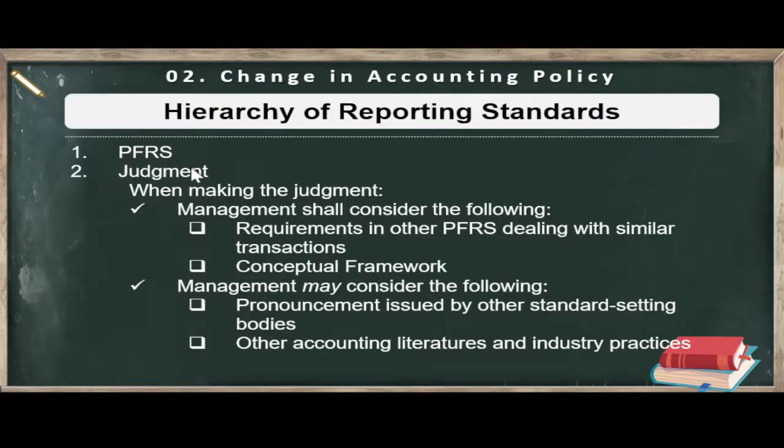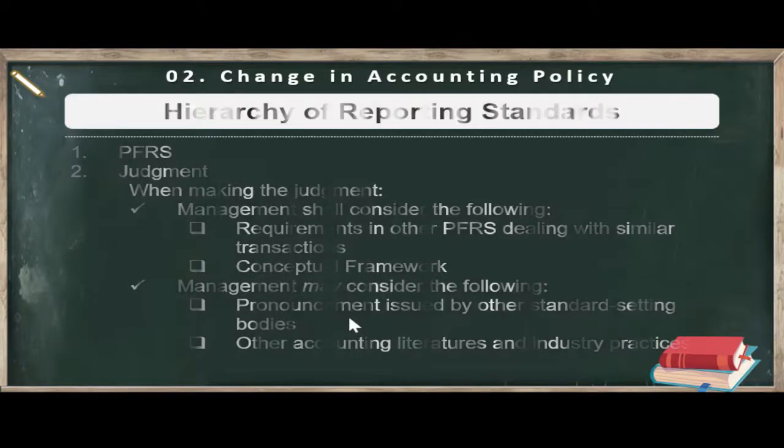So as you can see here, the first priority in terms of application and adoption would be the PFRS. That includes the PFRS itself, PAS, and the interpretation. If none, then we will use the judgment. And in making the judgment, there should be consideration of the requirements of other PFRS and also the conceptual framework. If you can recall our lesson in the conceptual framework, it may be used if there's no available PFRS. Aside from that, we also have to consider other pronouncements from other standard setting bodies and other literatures and industry practices.